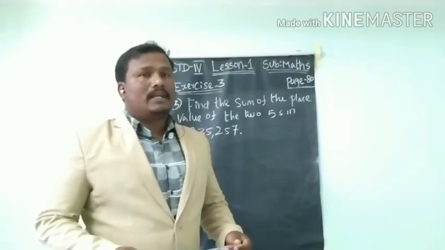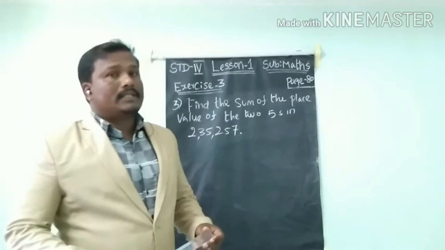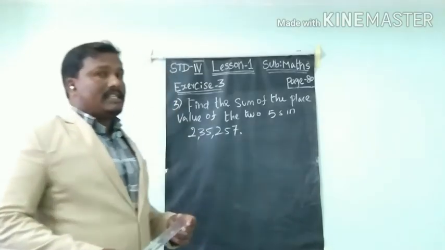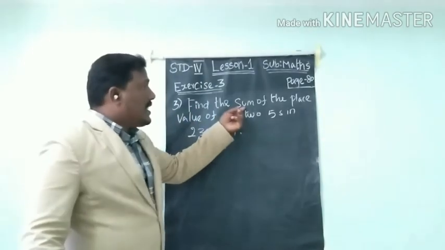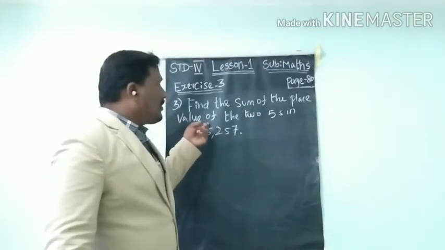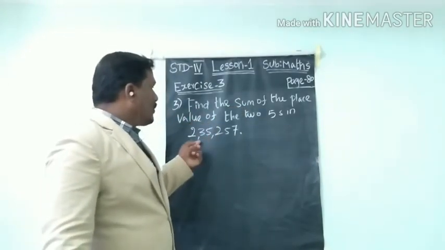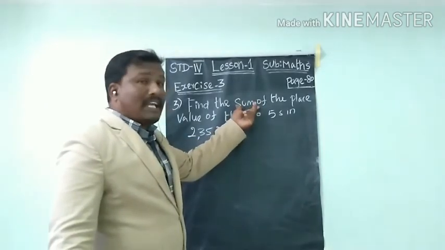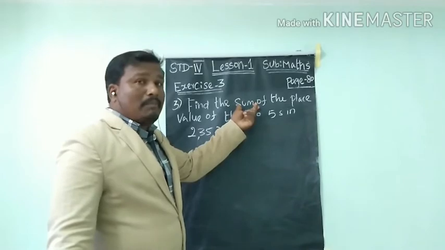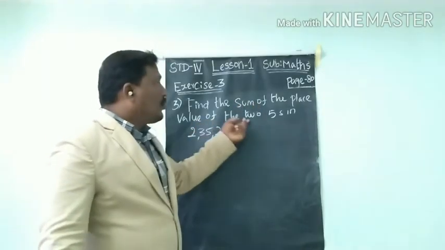Okay students, let me see another sum. It's a very important sum. Listen carefully. First read the question. Find the sum of the place value of the two fives in 235257. So sum of the place value. Sum of the place value of the two fives.